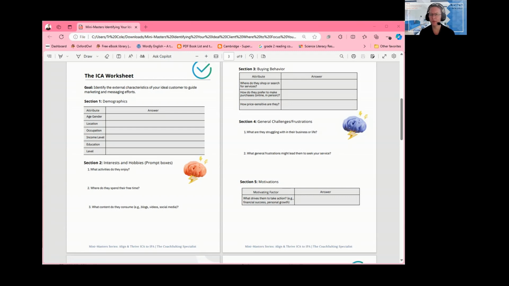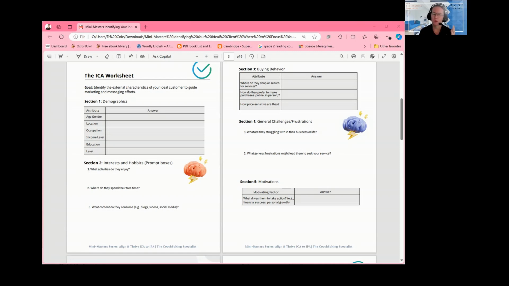So it's more of the person, a character in a story, okay? The more detail that you put into this, the clearer your messaging will become, and your ICA is the person you're speaking to every time you create some content.